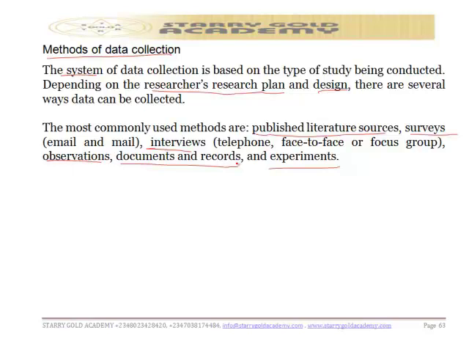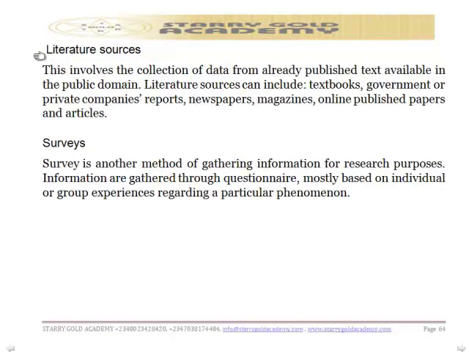Okay, let us not put the cart before the horse. Let's start one after the other. The first source of data is what we know as literature source. We have literature sources, and this involves the collection of data from already published text, published text available in the public domain. So literature source can include textbooks, government or private company reports, newspapers, magazines, online published papers, and articles. These are sources of secondary data.